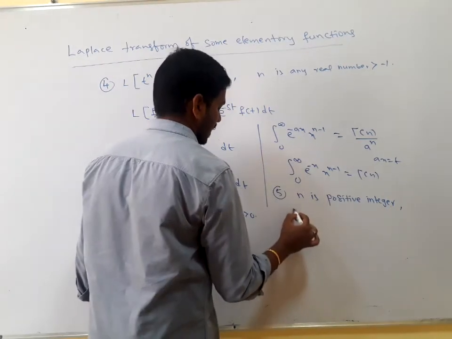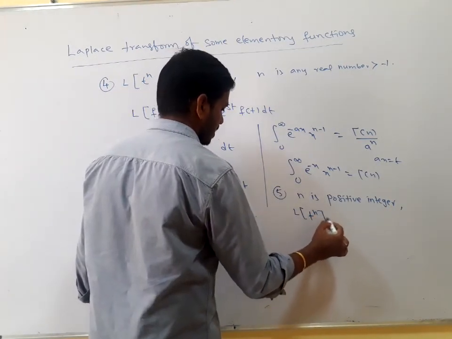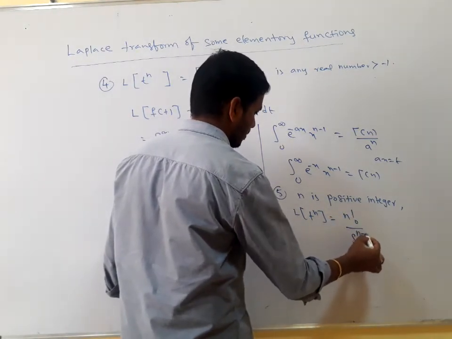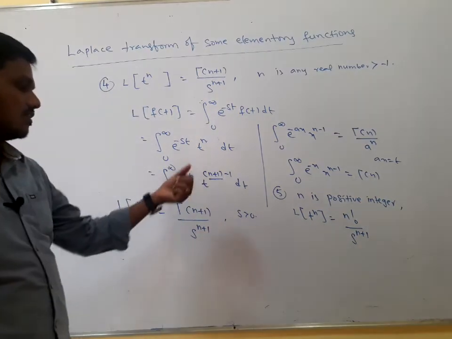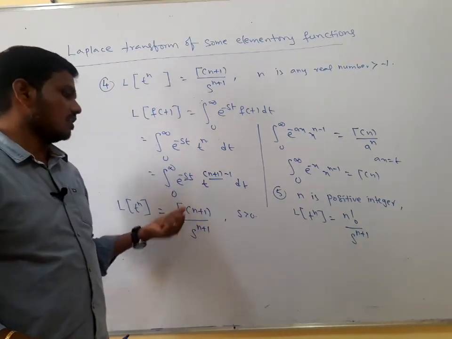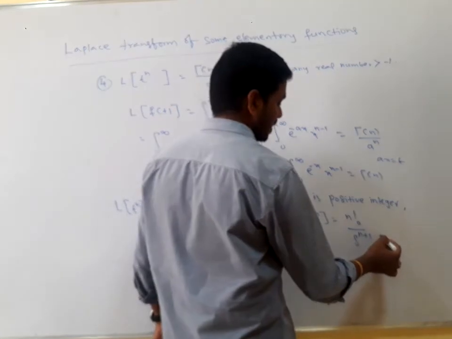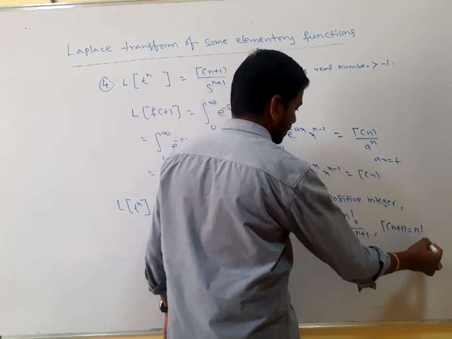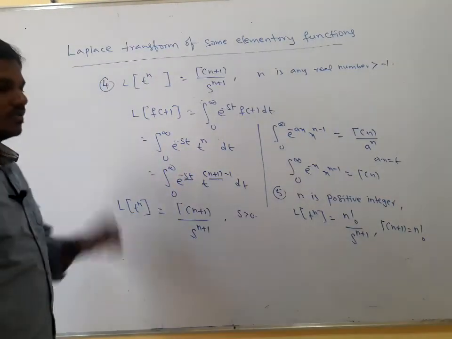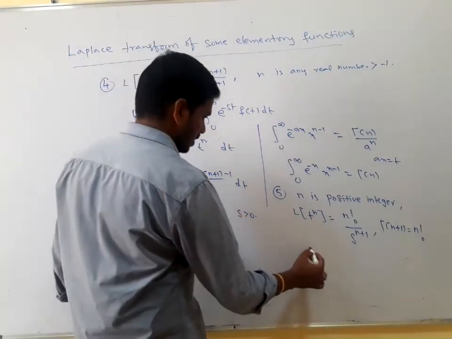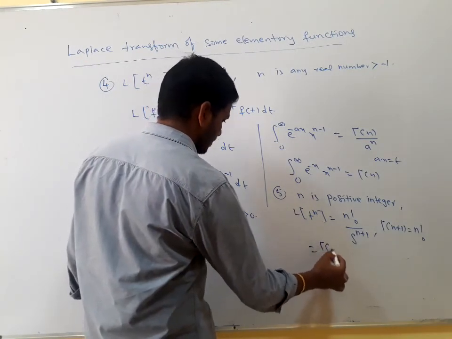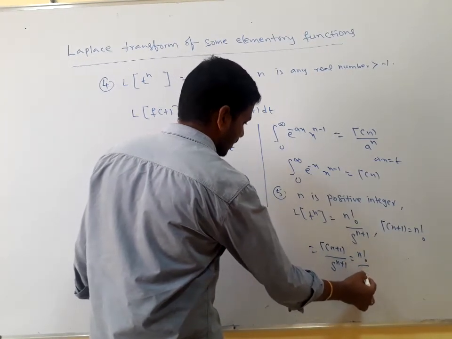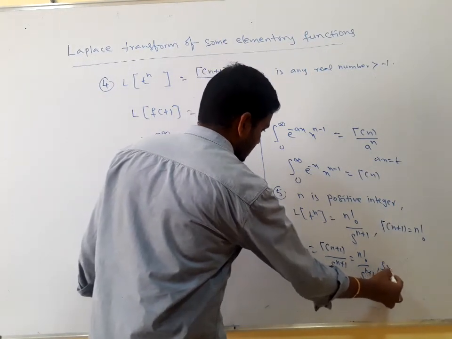in this case Laplace transform of t to the power of n is equal to n factorial divided by s to the power of n plus 1. Why is gamma of n plus 1 replaced by n factorial? As you know, n is a positive integer. Gamma of n plus 1 is equal to n factorial, or gamma of n is equal to n minus 1 factorial. So if you replace that, previously we had gamma of n plus 1 divided by s to the power of n plus 1, which is equal to n factorial divided by s to the power of n plus 1. It is for s greater than 0.